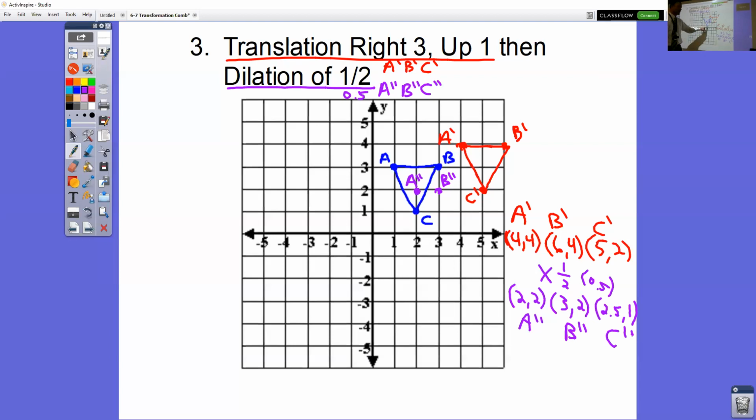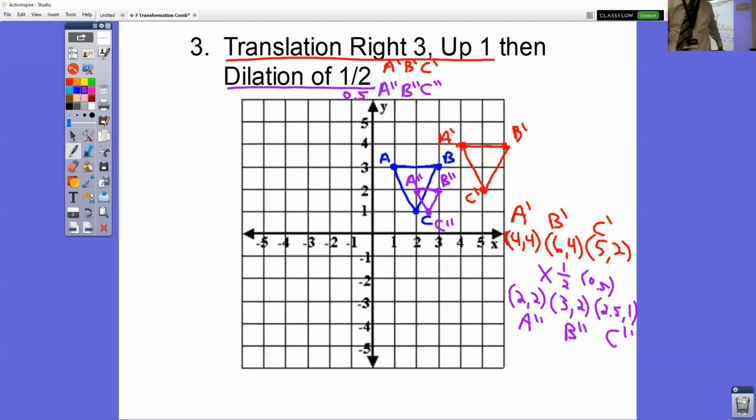So over to 2.5. Now, where the heck is 2.5? 2.5 is halfway in between 2 and 3. So over to 2.5, up to 1. This is my new C double prime. Connect the dots to form your triangle, and there are our 3 shapes. You have your original one, your single prime, and your double prime.